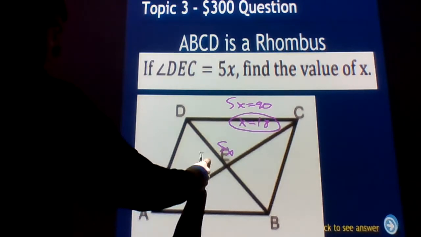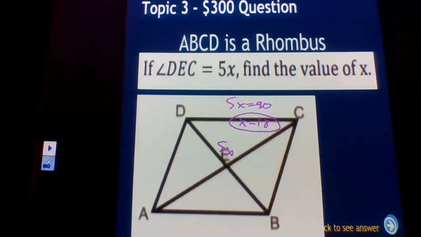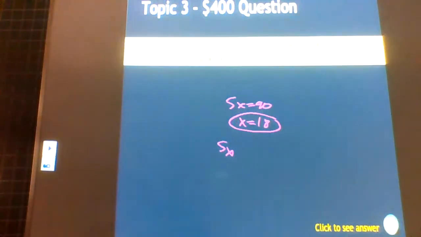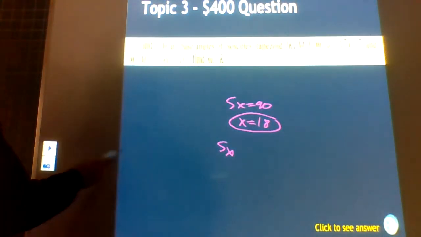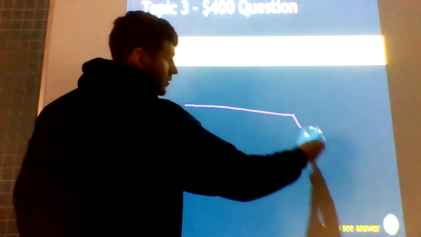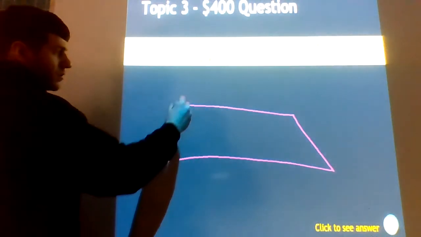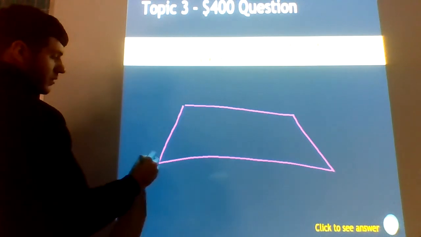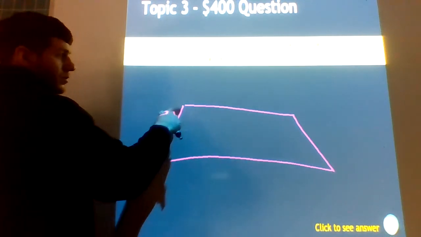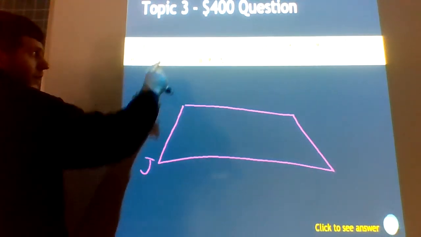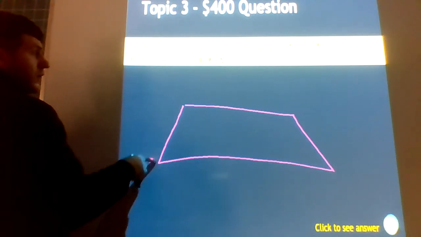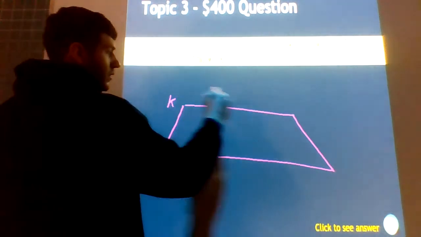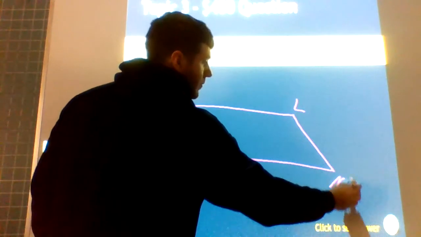Diagonals are perpendicular, so 90, 90, 99. Okay, angle J and angle M are base angles of an isosceles trapezoid. So the trick with this one is drawing it out properly. You have to draw it so that J and M are your 2 base angles. So J, K, L, M.